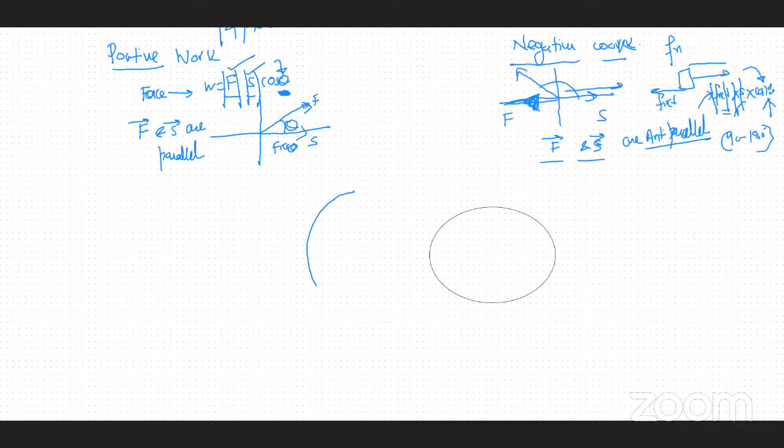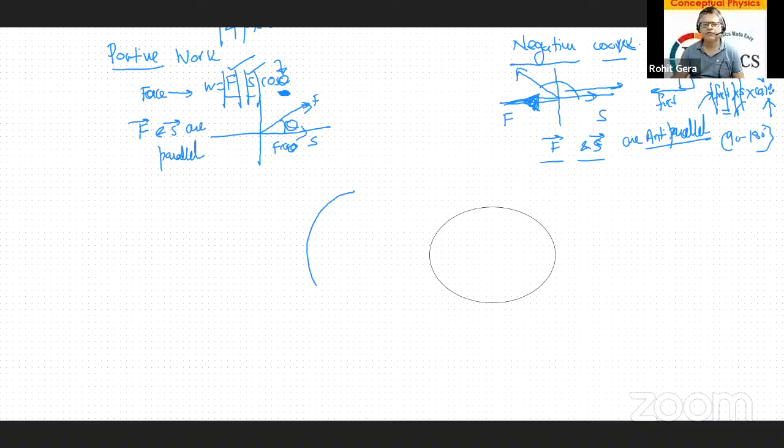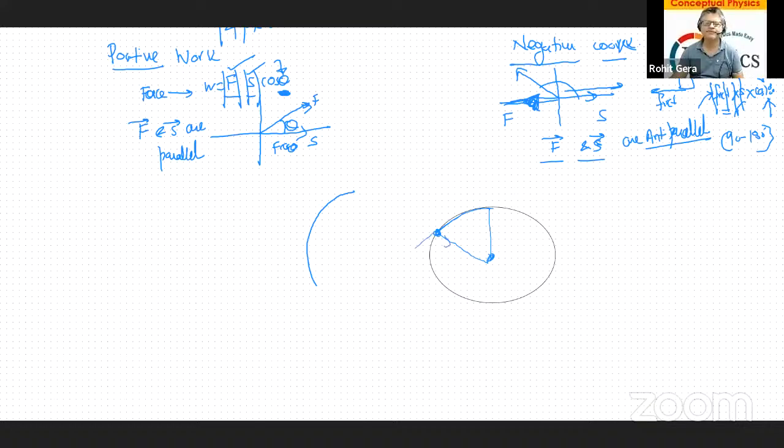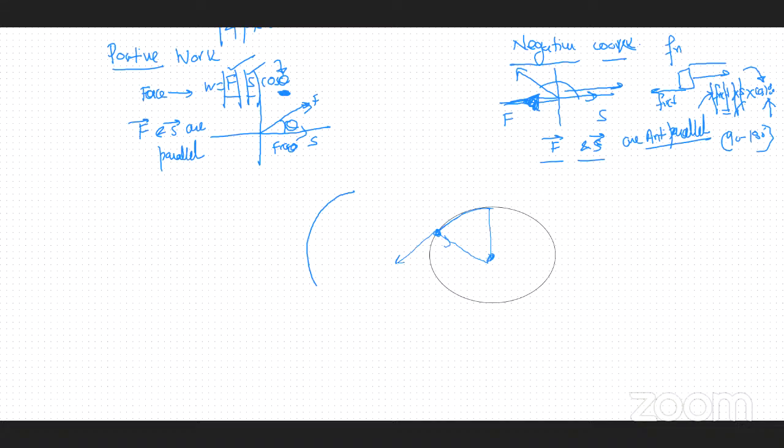No, actually linear displacement is also 0. Yes, but even from here to here, if you go, at every point, what is the direction of the force? Towards the center. And velocity? Tangential. So it is 90 degree.